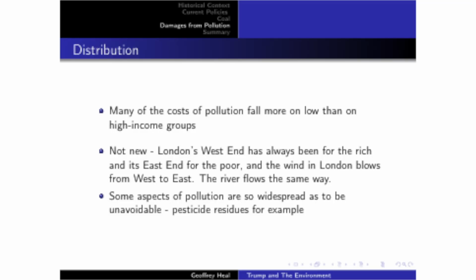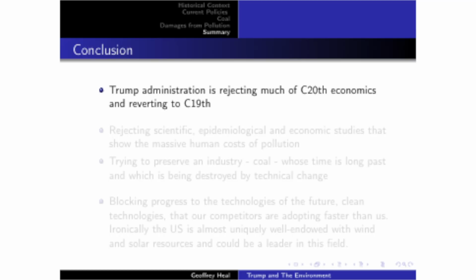Though there are some aspects of pollution which are so widespread that it's virtually impossible to avoid them wherever you live, and exposure to pesticide residues is certainly one of those. That's stuff which gets into food and is virtually unavoidable, however you live your lifestyle. So let me bring this to a conclusion. The Trump administration is really rejecting a significant part of 20th century economics, everything we understand about welfare economics, external costs, public goods, and a whole range of things like that, and reverting back to a solid belief in the invisible hand and its virtues.